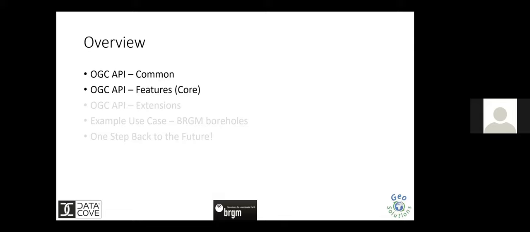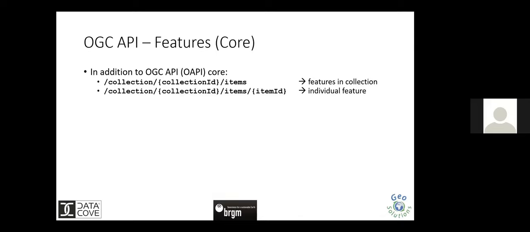Now going into the features. So we have the collection, and the collection ID is specified in core. In features, we want to deal with individual features items. So the OGC API newspeak for feature has now mostly become item. If you have your basic path, you have your collection, and you have your collection identified. If you put slash items at the end, you will get a list of all of the features in that collection. If you add another slash and you add the ID of the item, you get that individual feature.